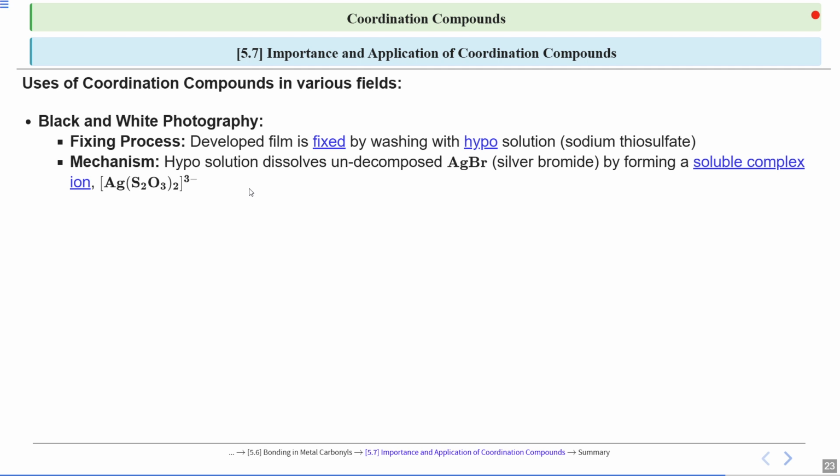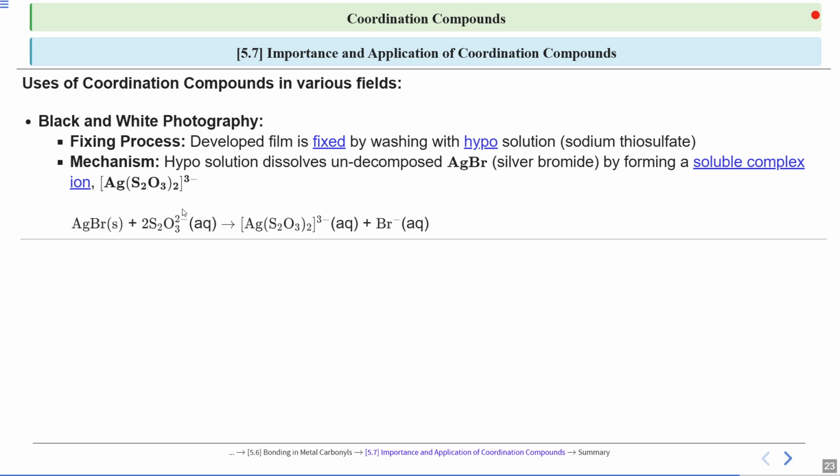This dissolves undecomposed silver bromide by forming the soluble complex ion of silver. So AgBr plus 2 S2O3 2- forms this complex [Ag(S2O3)2]3- plus bromide ions. So this is the mechanism involved in the fixing process in black and white photography, where we are using the coordination entity.